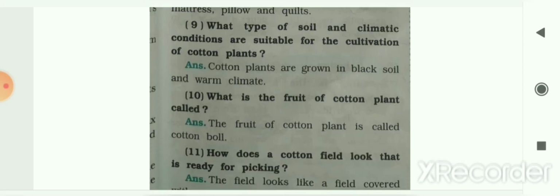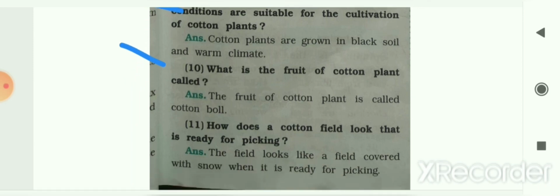The next is, what type of soil and climatic conditions are suitable for the cultivation of cotton plants? So cotton plants are grown in black soil and warm climate. The next is, what is the fruit of cotton plant called? So the fruit of a cotton plant is called cotton boll.